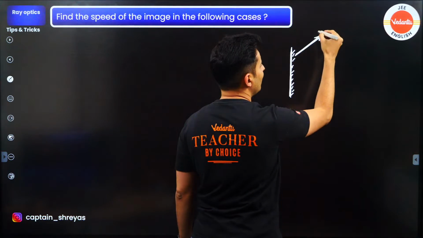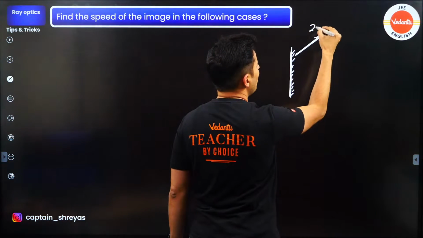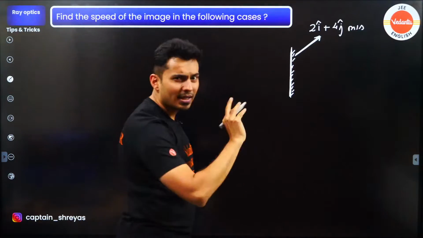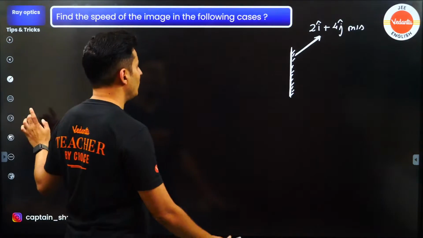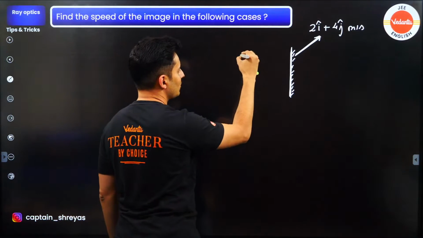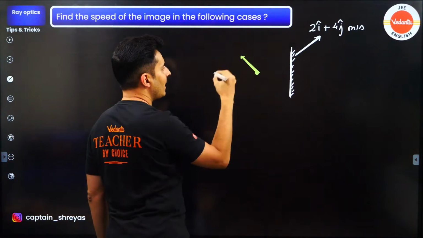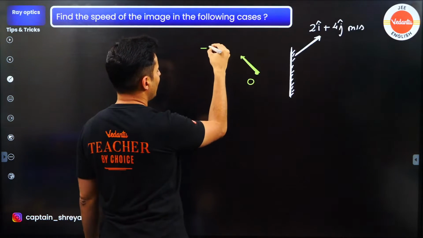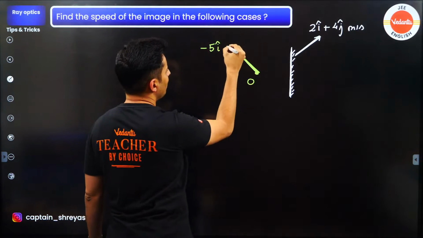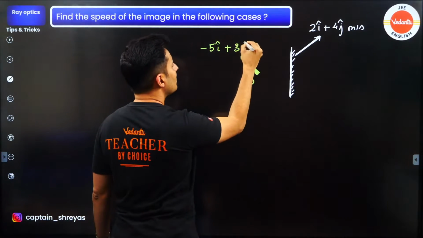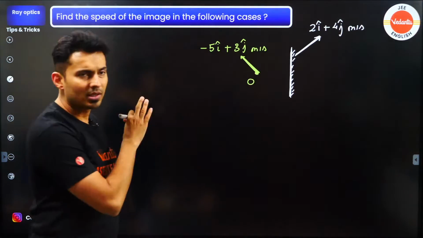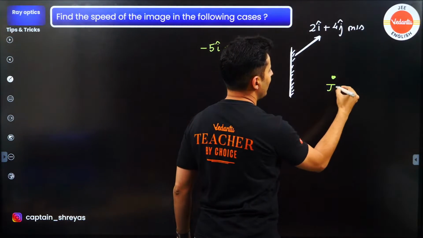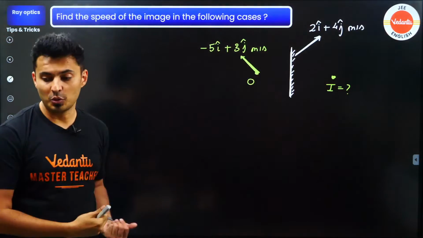Imagine this is the velocity of the mirror and I give it as 2 i cap plus, let's say, 4 j cap meters per second. Then there is an object over here. It is going like this. This is my object and it is going with minus 5 i cap plus 3 j cap meters per second. The question is, find everything about that image, how much speed and direction, with what speed it is going.